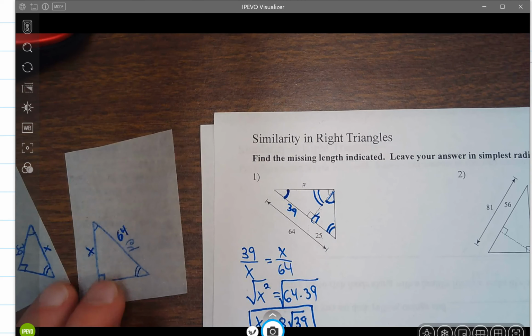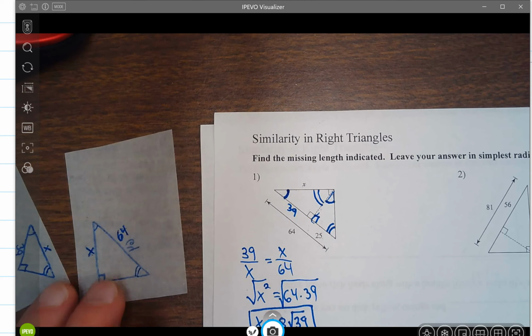Now we'll go ahead and try the same thing with example 2. We'll start with some new tracing paper. And first we're going to label the missing side here. So 81 minus 56 is 25. So this side length is 25.